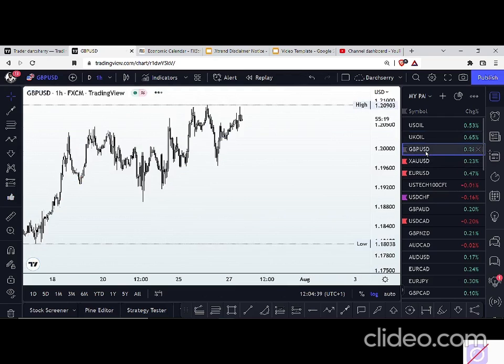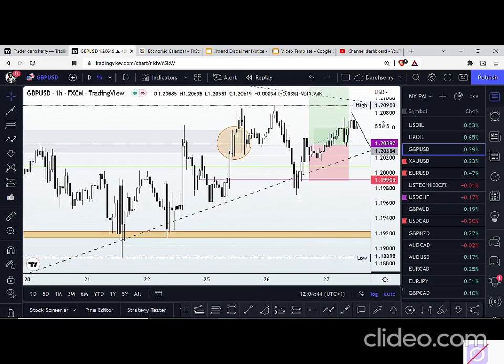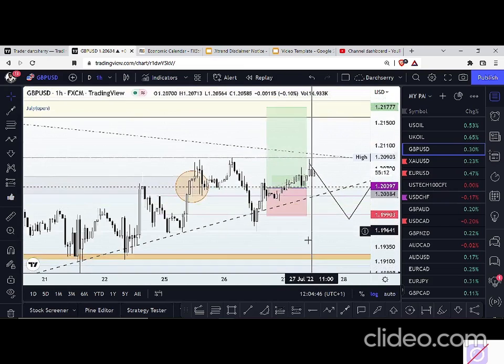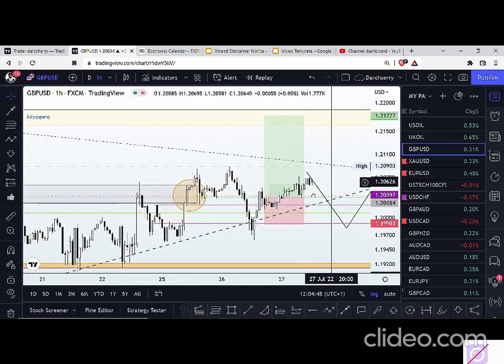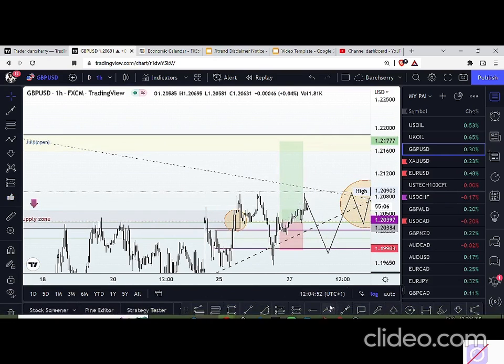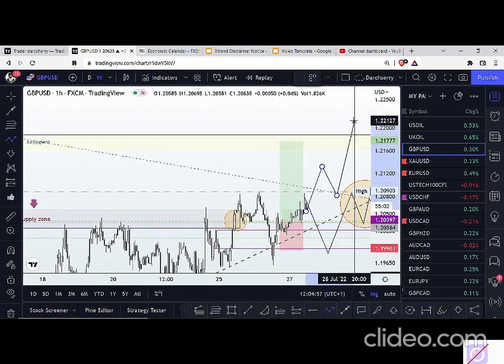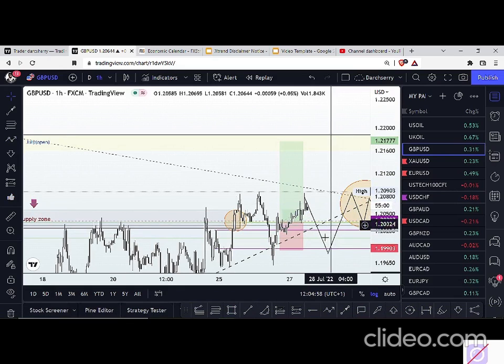Then we moved on to talk about the GBPUSD, where I still expect that bullish momentum to happen. And we are already in. I told you I've moved my stop loss to break even here to protect my position size. And I'm still expecting price to break above that bearish trend line here, and a retest of that trend line to push price to the upside from here. So I'm still waiting for that to happen.